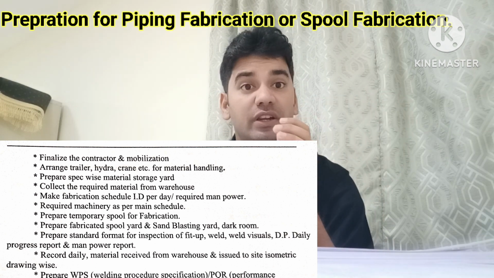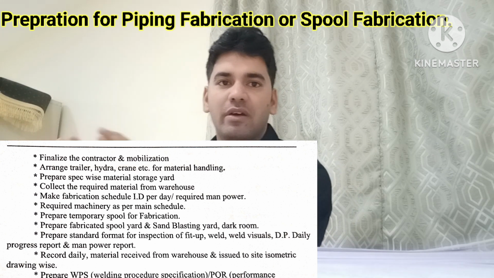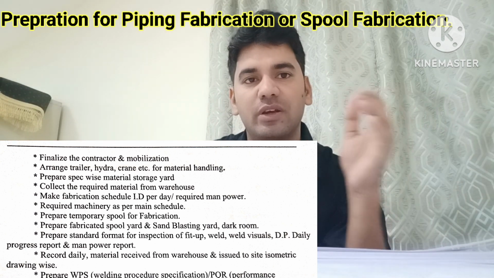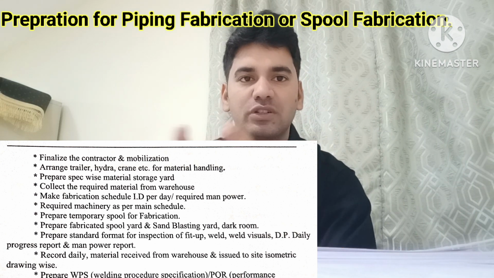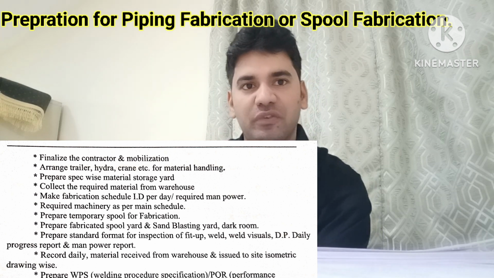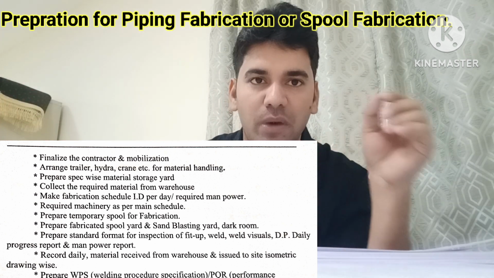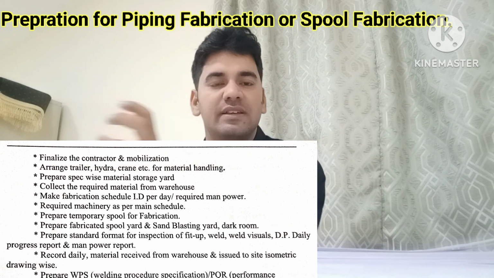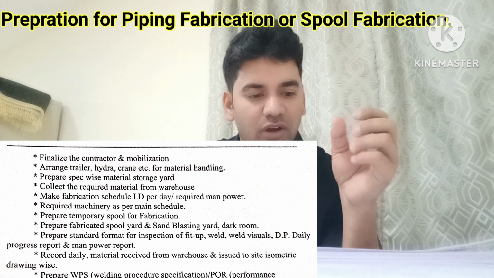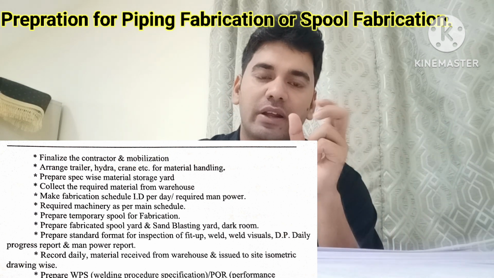Aspect wise means it is mandatory that if you have SS material, it needs to be kept separate, if you have CS material, it needs to be kept separate, and the alloy steel also separate, because you cannot mix the spools before or after the fabrication. Each aspect has a different fabrication area. You already mark the area: this area for CS, this area for SS, this area for alloy steel, as per your aspect wise. Collect the required material from your warehouse, you have to collect the material from the store.